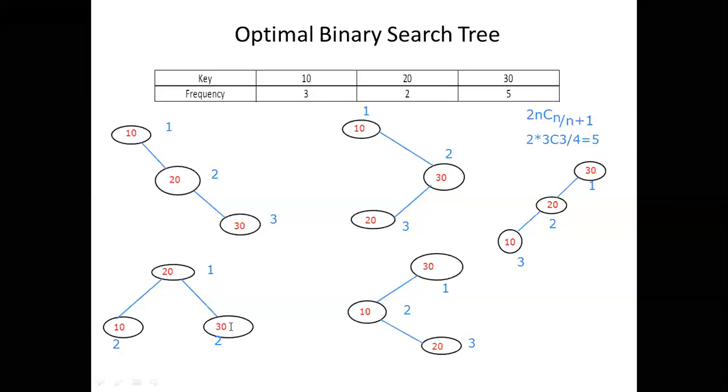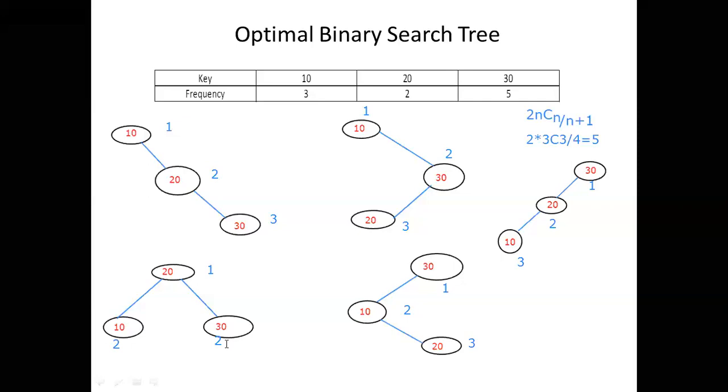I want to compare 30. Definitely it will go to the right side. It won't go to the left side. Why? Because the rule of binary search tree is compare with the parent. Right child should have the larger value. It will come here. That is why that value is also 2. I hope it's clear with what I explained.